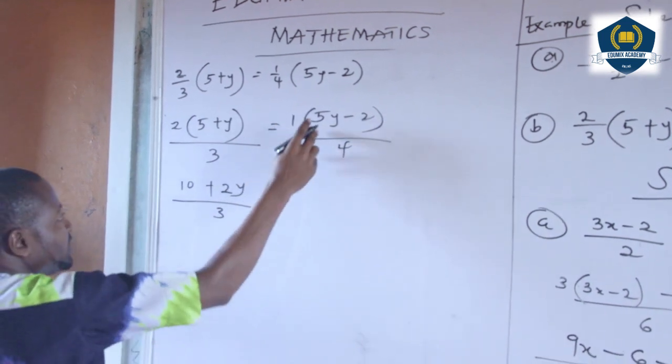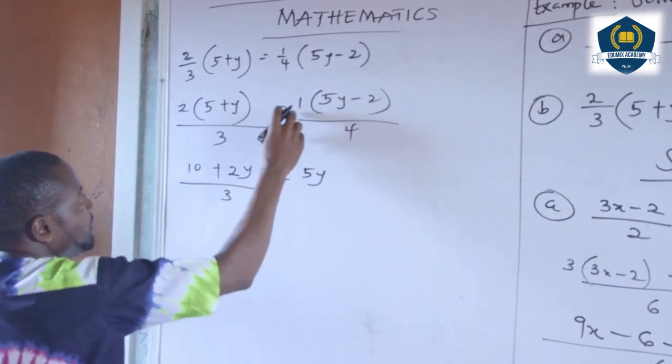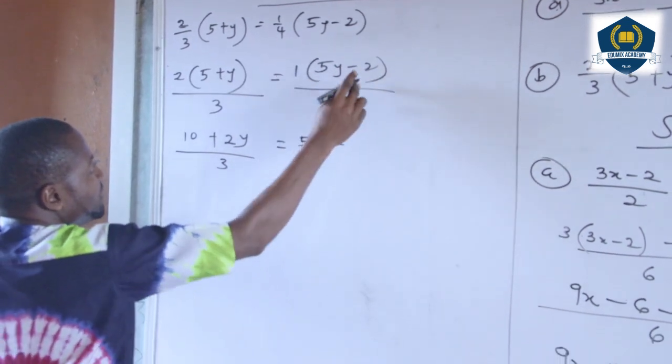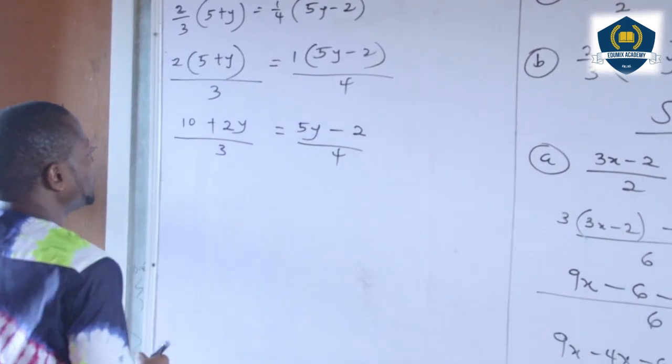Now, this is plus. Plus times plus is plus. 1 times 5y is 5y. Plus times minus is minus. 1 times 2, you have 2. Everything over 4.